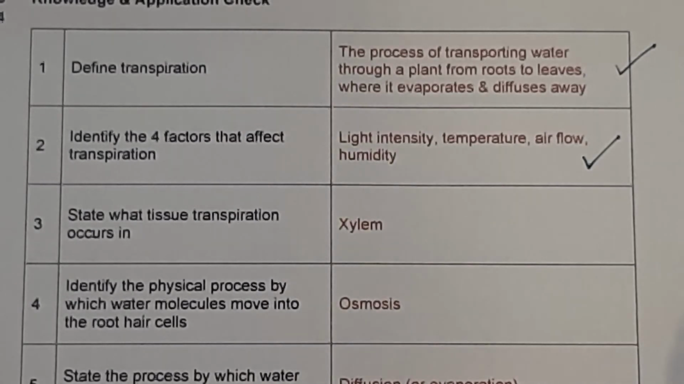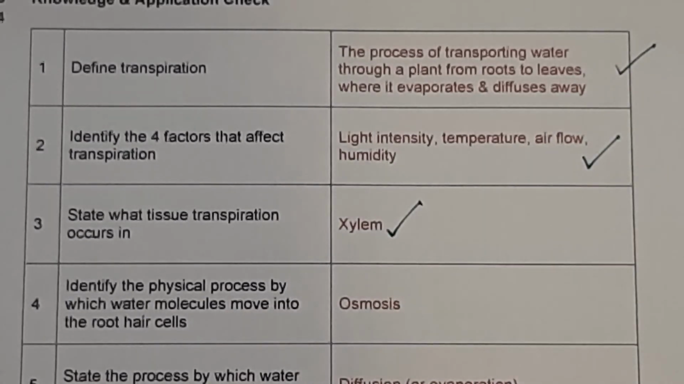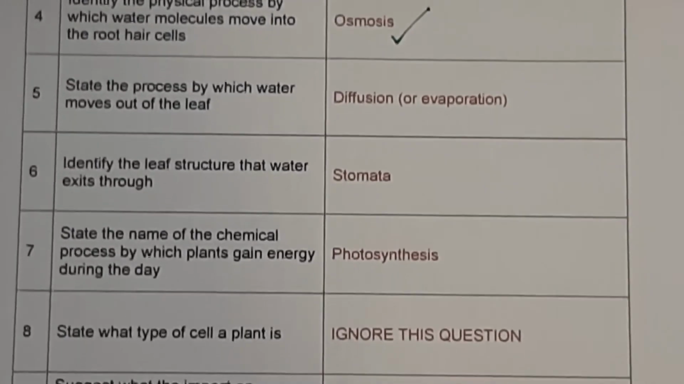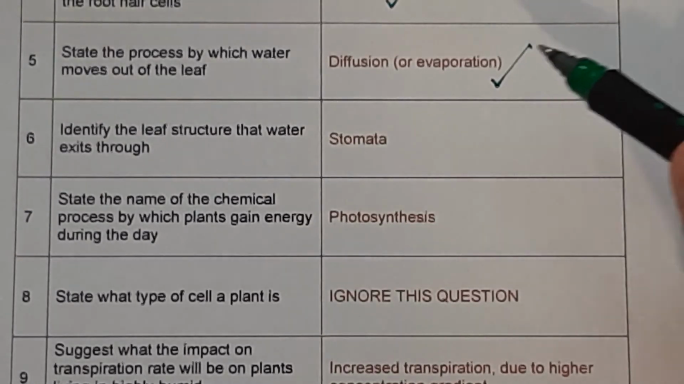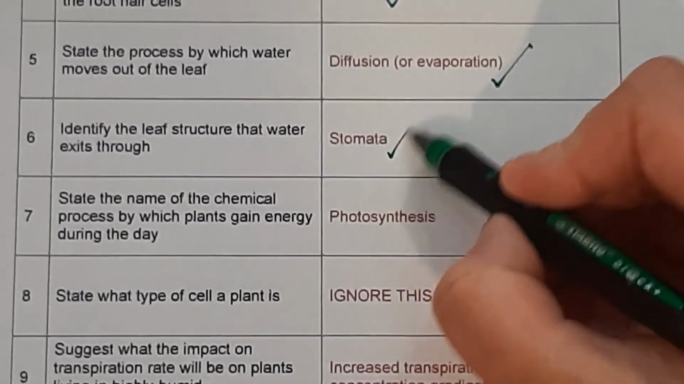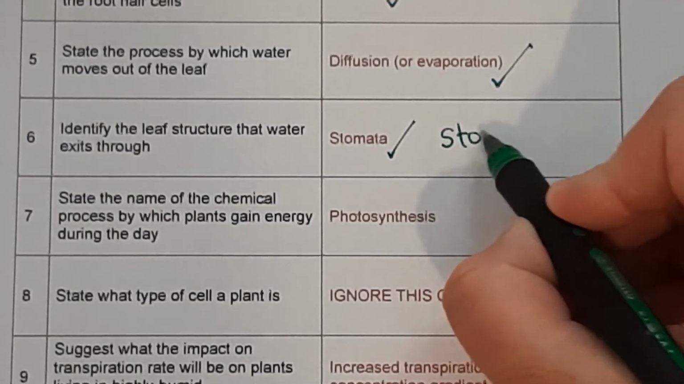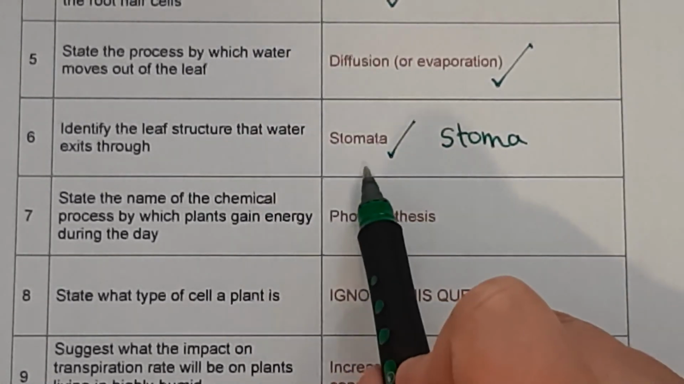Question 3, state what tissue transpiration occurs in. That would be the xylem. Question 4, identify the physical process by which water molecules move into the root hair cells. That would be osmosis. Question 5, state the process by which water moves out of the leaf. That would be diffusion or evaporation. Question 6, identify the leaf structure that water exits through. So the stomata, that's the plural, or the stoma, which is singular. So that means one stoma, several stomata.